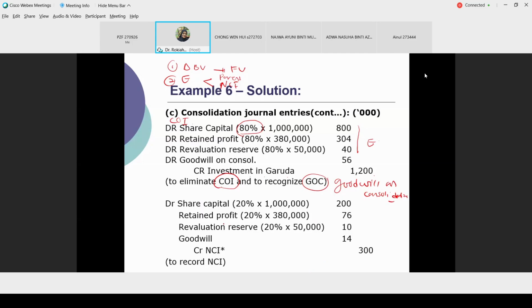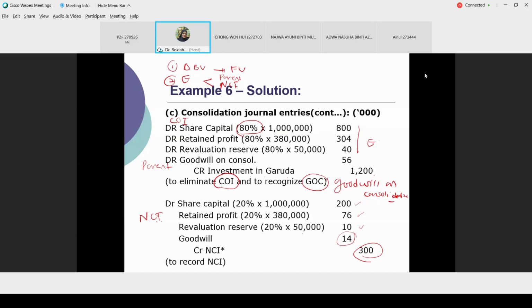And then for NCI, the previous one was the journal entry for the parent, the elimination for the parent. This one is for NCI. So NCI shares here is 300. From that 300, share capital here is 200. Profit here is 76. Revaluation reserve is 20% times the 50 here, so you're going to have 10. And then share of goodwill here is 14. Since we are using the fair value method, there is a goodwill for NCI.